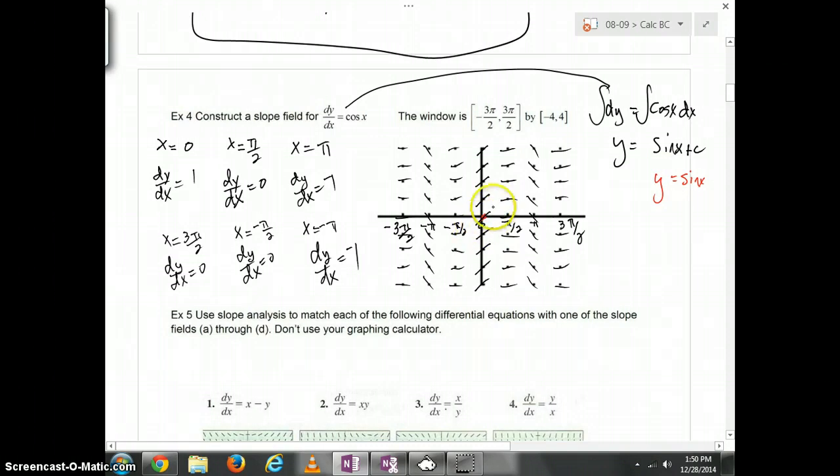Well, look, if I were to say this is a point that I'd like to have, look how the slope field can trace out what a solution could look like. These directions, this tangent line slope, look, would be increasing with the slope of 1 till we got over to pi over 2.